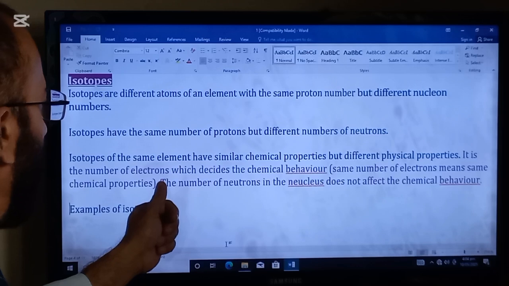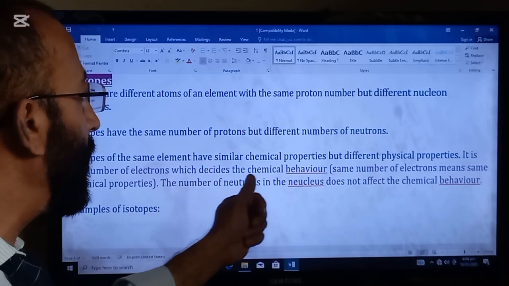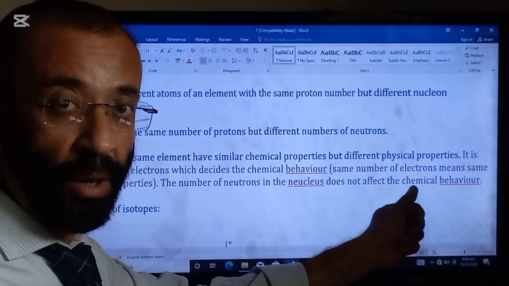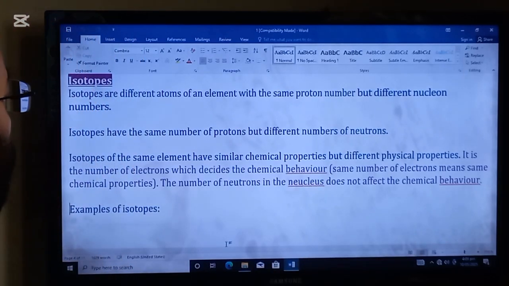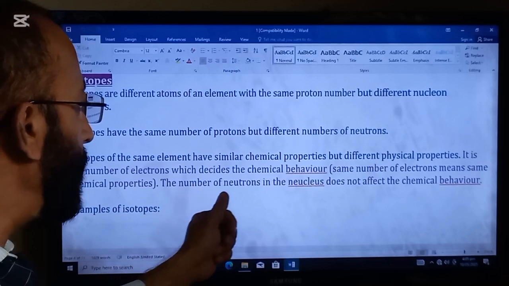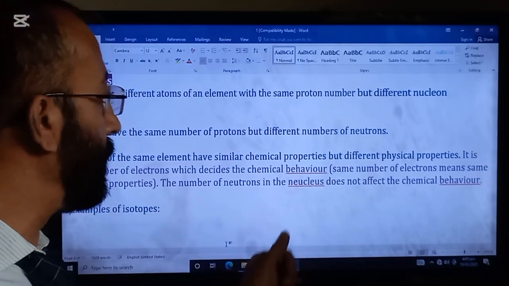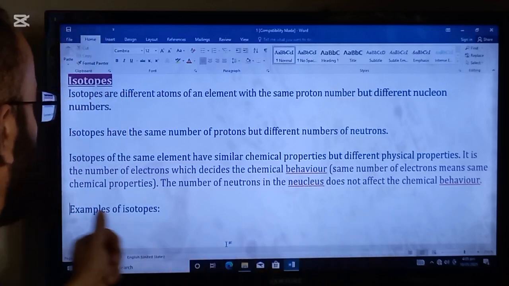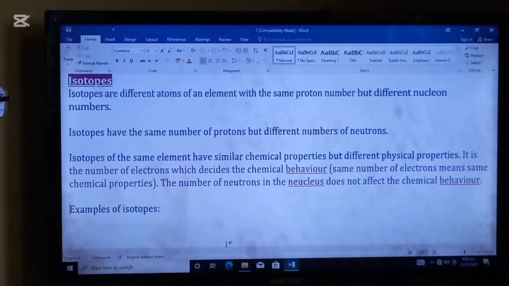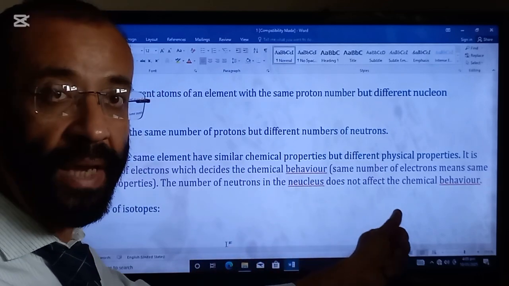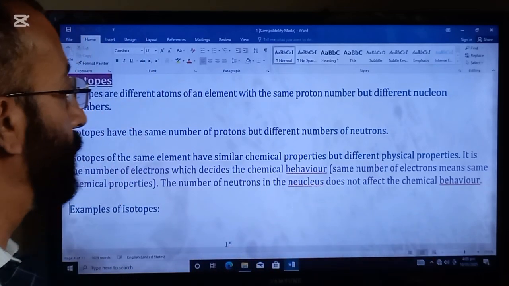Isotopes of the same element have similar chemical properties but different physical properties. It is the number of electrons which decides the chemical behavior. Same number of electrons means same chemical properties. The number of neutrons in the nucleus does not affect the chemical behavior.